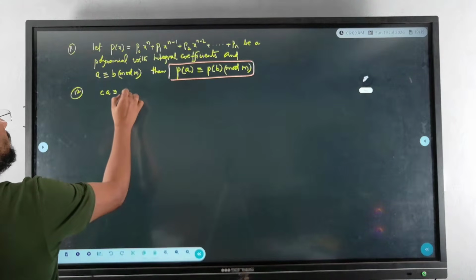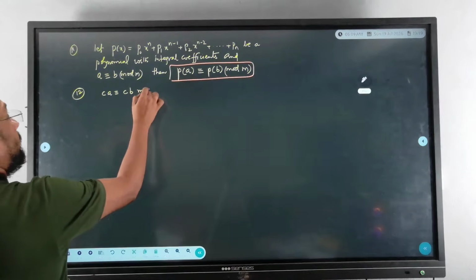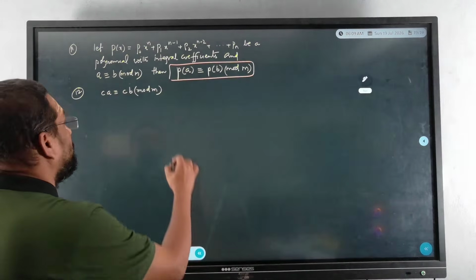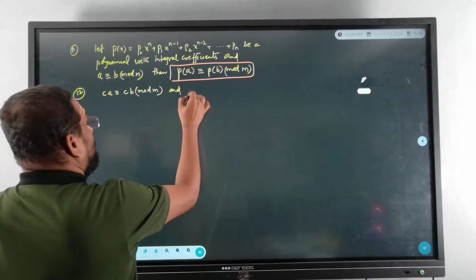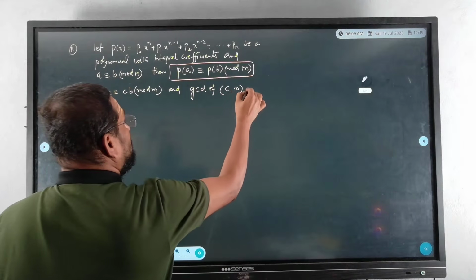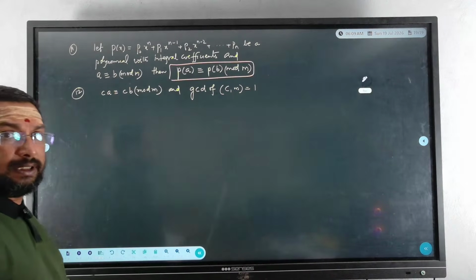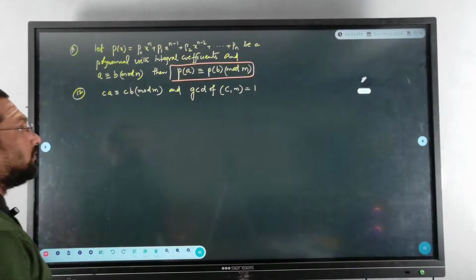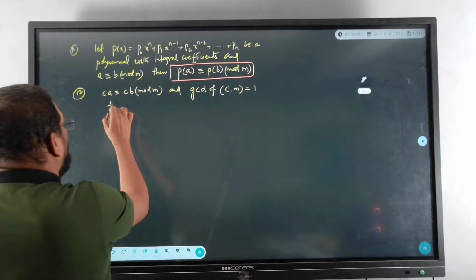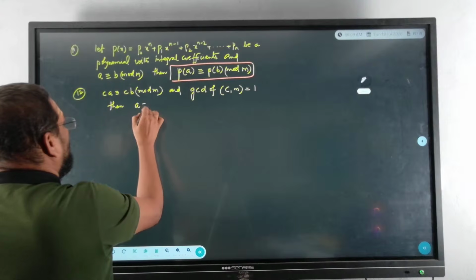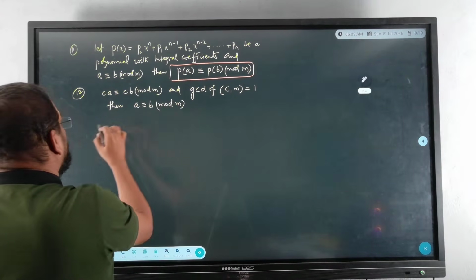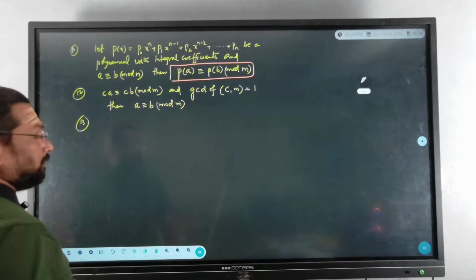If CA is congruent to CB mod M, and GCD of C comma M is equal to 1, the HCF of these two is 1, which means they are co-prime, then A is congruent to B mod M. What is the next property?